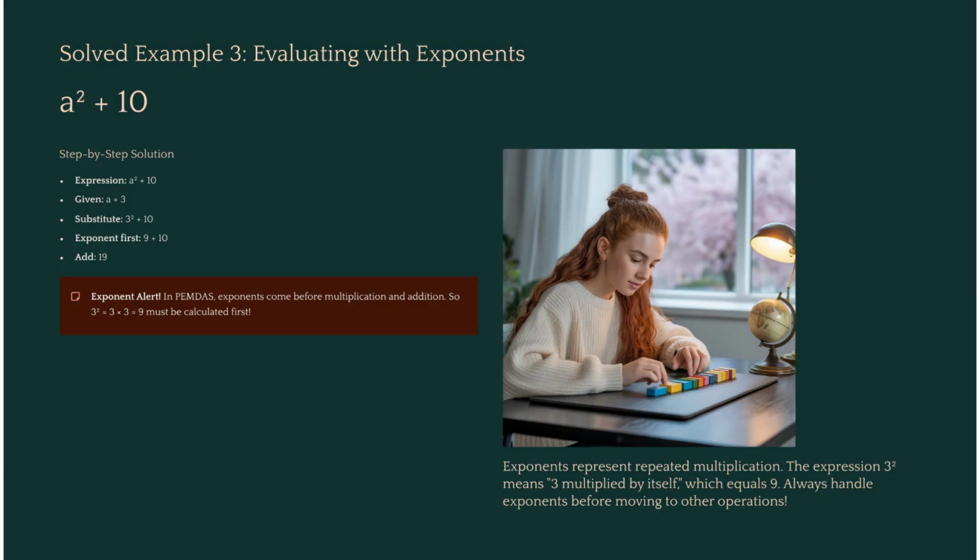Exponents come high up in the order of operations, so you must deal with them before adding or subtracting. The expression is a to the power of 2 plus 10, and a equals 3. Substitute the 3. It becomes 3 to the power of 2 plus 10. First, the exponent. 3 to the power of 2 is 9. Then, the addition. 9 plus 10 is 19.